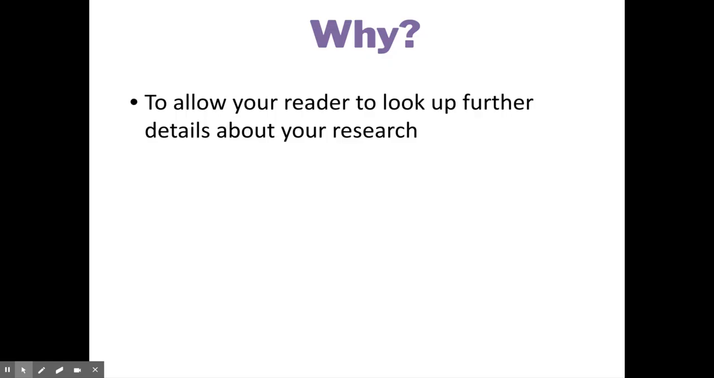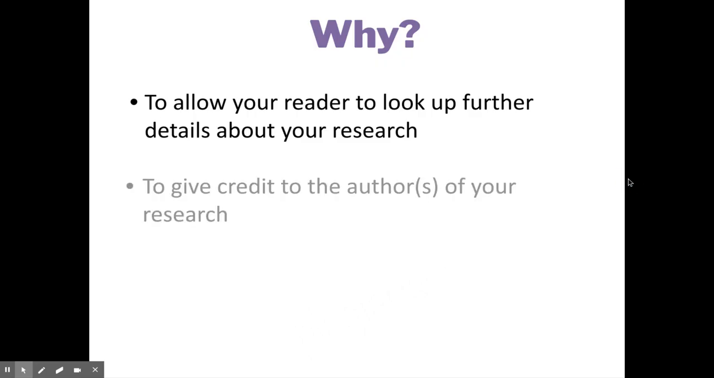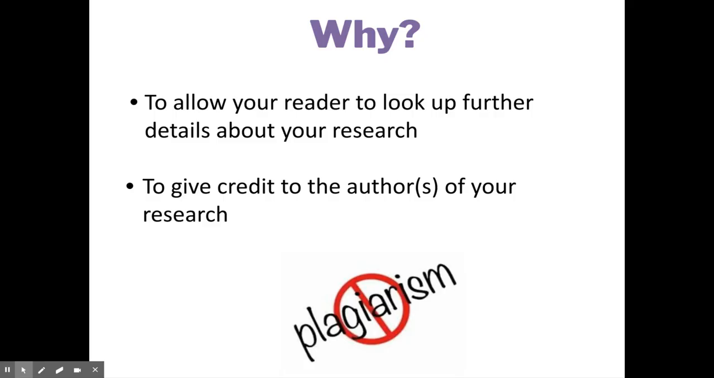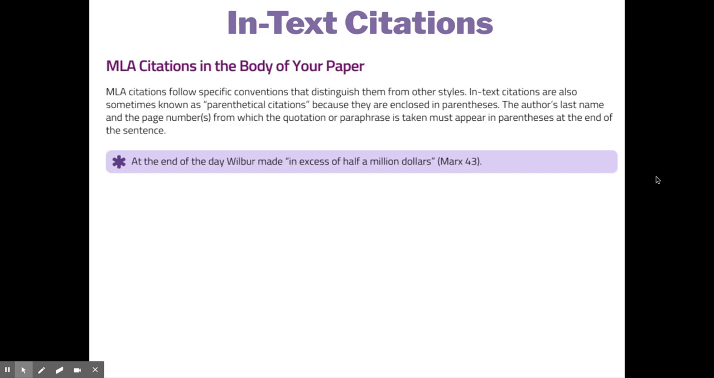First of all, someone might read what you wrote and be interested. So having the works cited page and information about your sources will allow your reader to look up further details about your research. Also, we want to make sure to give credit to the authors of our research so that we're not plagiarizing and claiming that work for our own. So the first step would be to include in-text citations within our paper to show where each piece of information came from. So MLA citations follow a specific style.